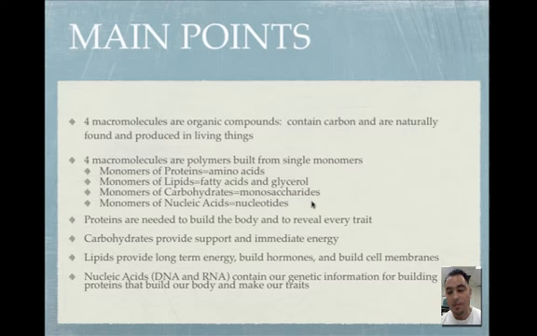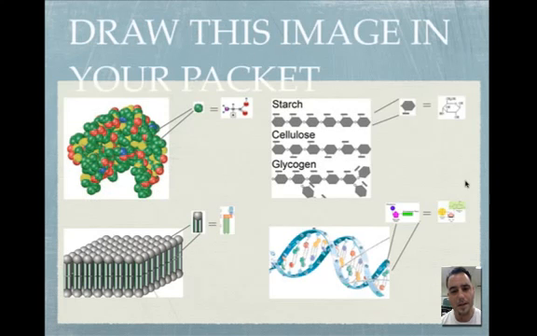Proteins are needed to build the body and to reveal every trait. Carbohydrates provide support and immediate energy. Lipids provide long-term energy. They build hormones and build cell membranes. Nucleic acids like DNA and RNA contain our genetic information for building proteins that build our body and make our traits. So this is the image you want to draw in your packet. So you want to pause it and draw it in there.